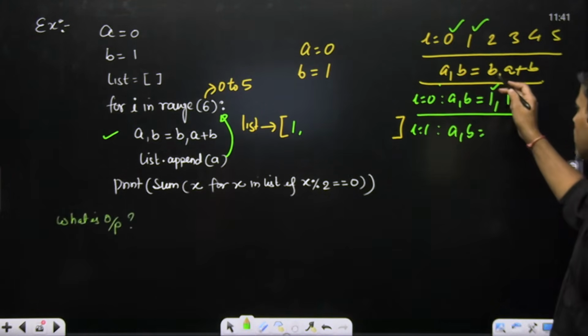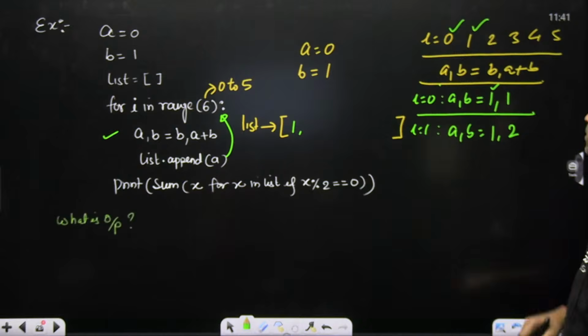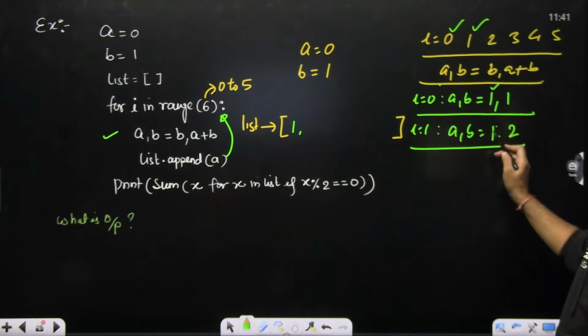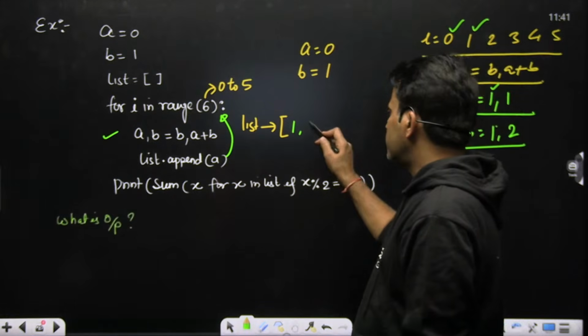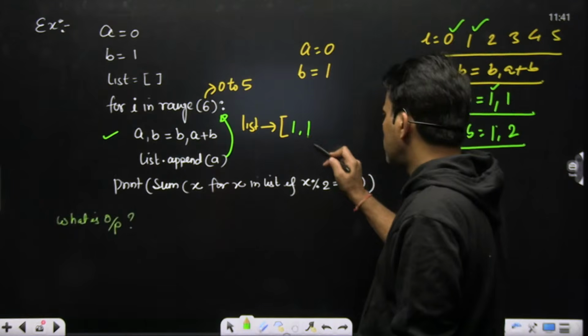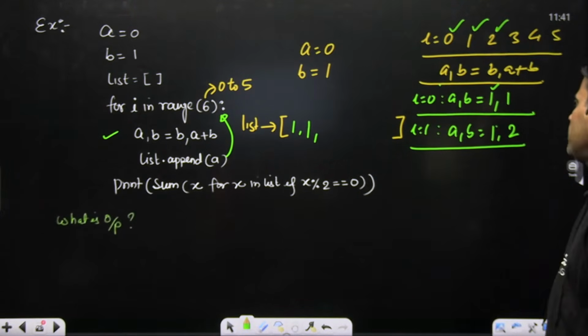According to this formula, b is 1, here b is 1, and a + b, this one. Okay. So a value is what, sir? a is pointing to 1, b is 2. So a is pointing to 1, b is 2. list.append(a). So a is 1, so append a here. Understood? Again, go to loop.